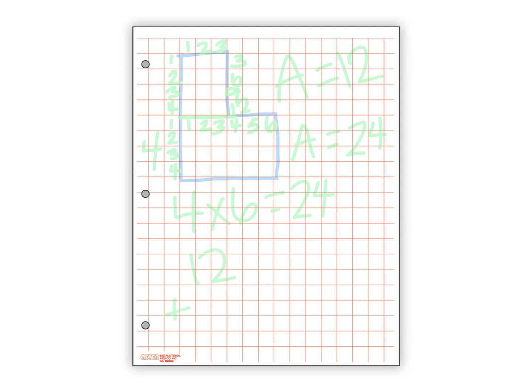So I'm going to add those 2 smaller rectangles together to find the area of the whole irregular shape. So I have 12 plus 24. So I have 2 ones plus 4 ones equals 6. And 1 ten plus 2 tens equals 3 tens, which gives me an area of 36 square units.